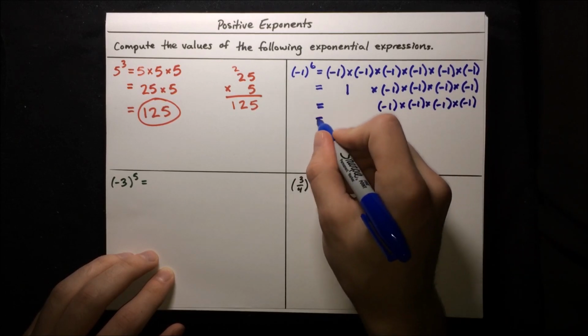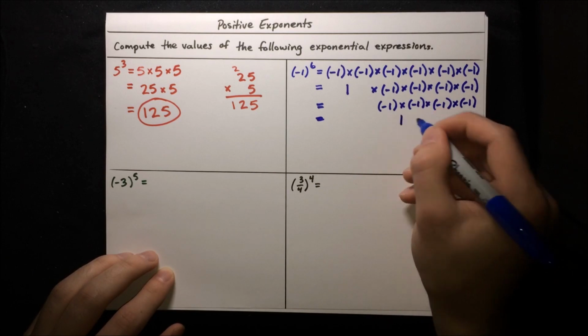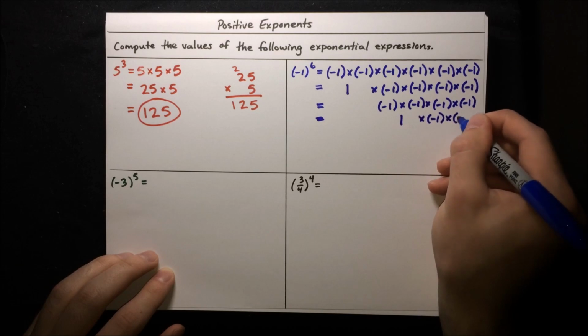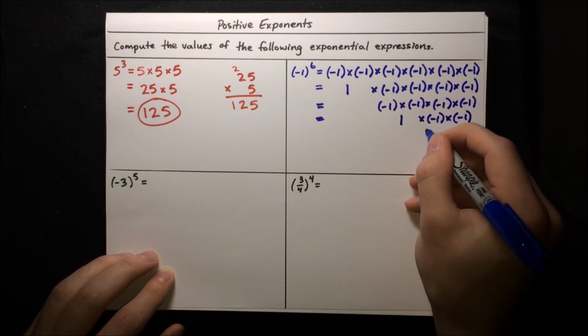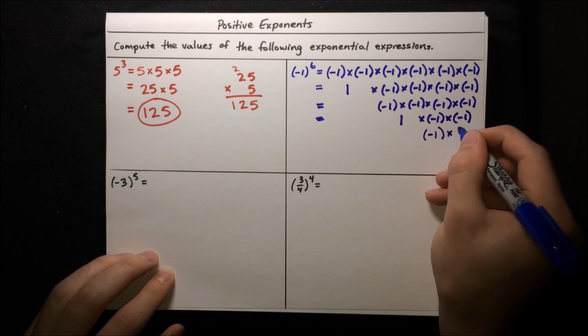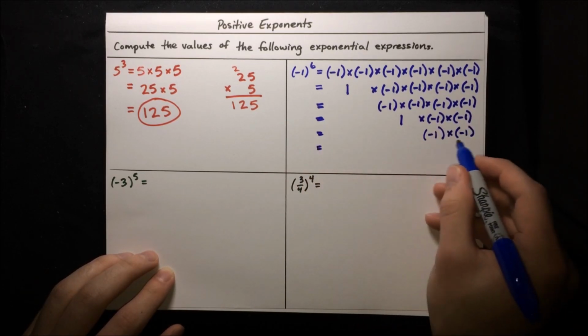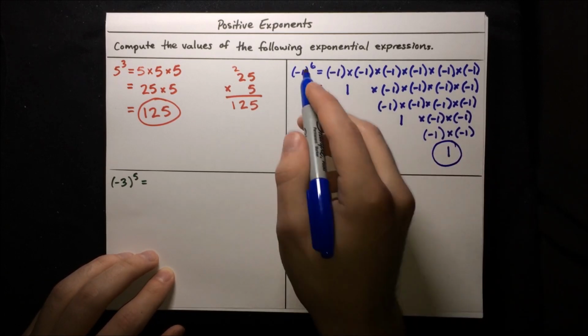Alright, we'll keep on going this way. So -1 times -1 is just 1. Negatives cancel out. 1 times -1 times -1. And then 1 times -1 is just -1. So -1 times -1. And then lastly, -1 times -1 is just 1. Negatives cancel out, we're left with just 1.